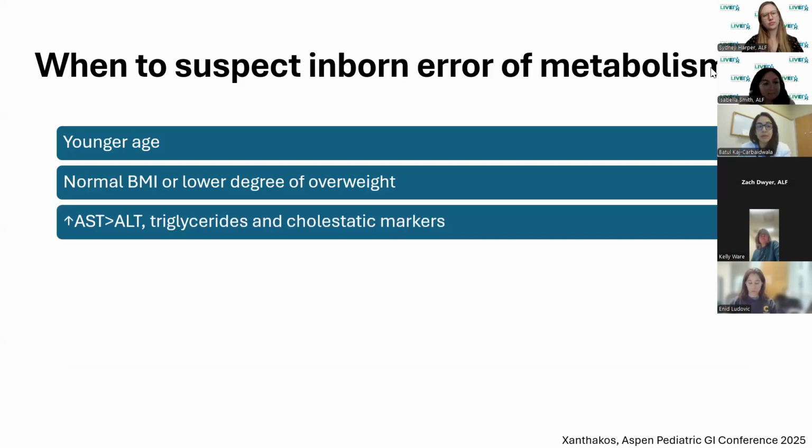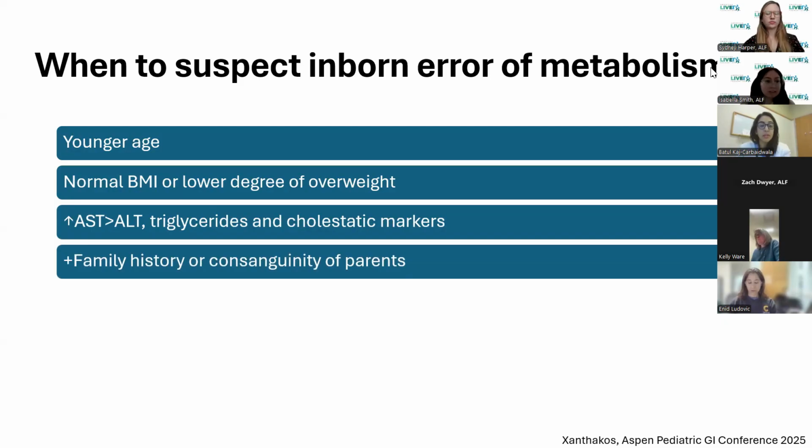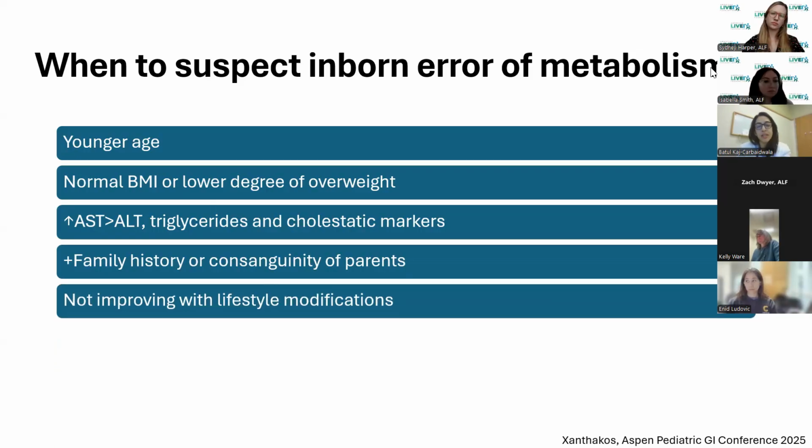Typically the AST is a bit higher than the ALT, and triglycerides and cholestatic markers can be elevated also. There's often a family history of similar diseases. Sometimes the parents may be consanguineous where there's some shared genetics, and that can be a factor. And then the other thing is, you may not come to the diagnosis until you try a bunch of things as far as lifestyle modification and feel like you're not making progress. And again, that speaks to setting expectations with this.